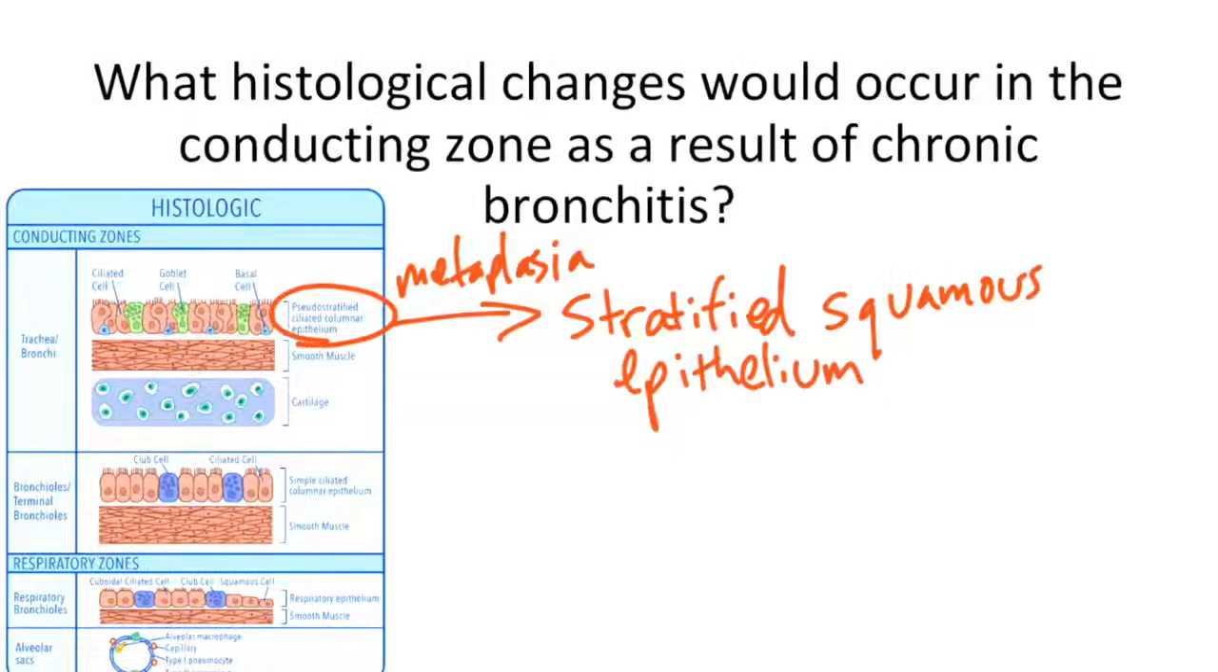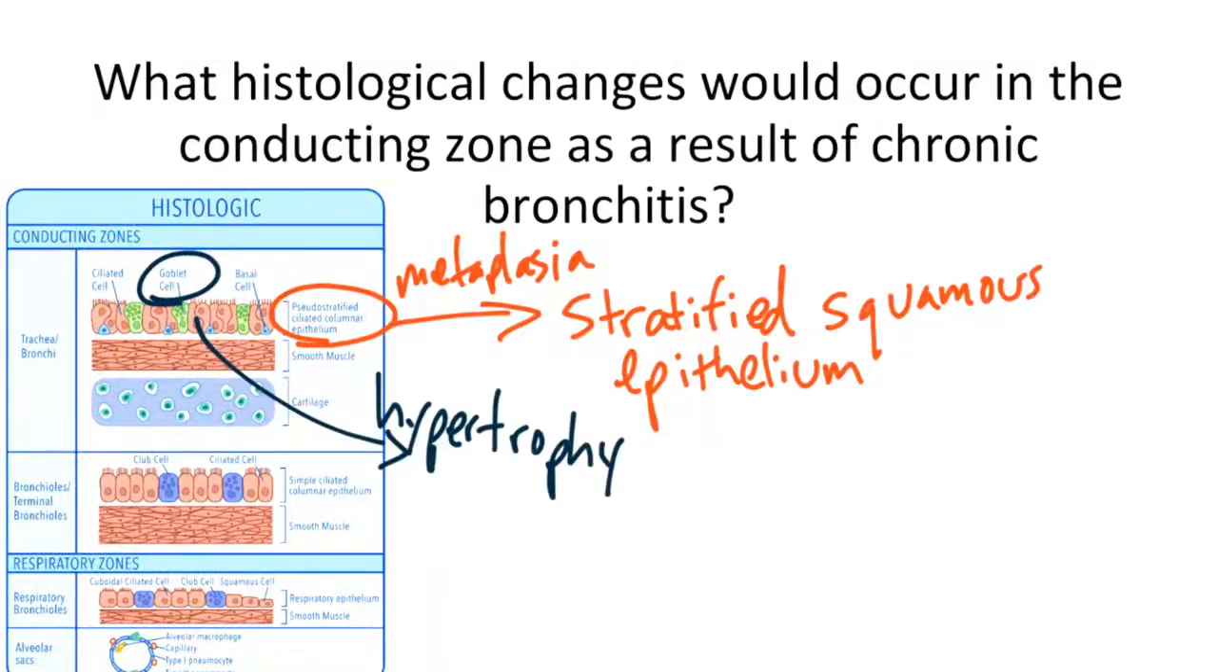When this occurs, the mucociliary escalator's ability to remove debris is diminished because the new cell type doesn't have cilia. The goblet cell will undergo hypertrophy, which will result in increased mucus production. If you think about this, it makes sense. The goblet cells detect the inflammation and increase mucus in order to try and clear out the irritants.